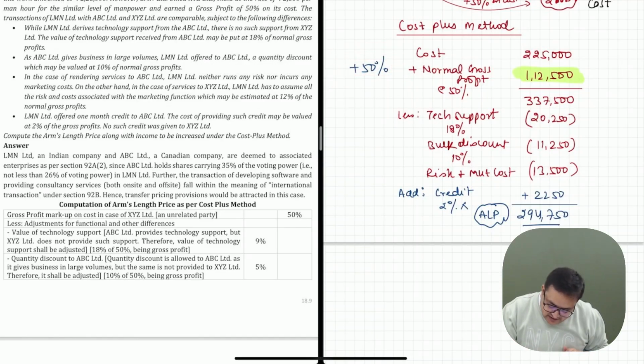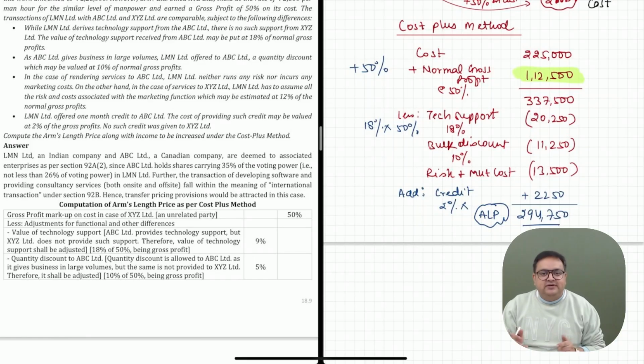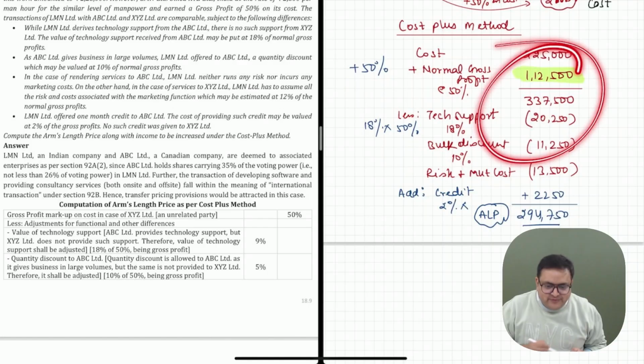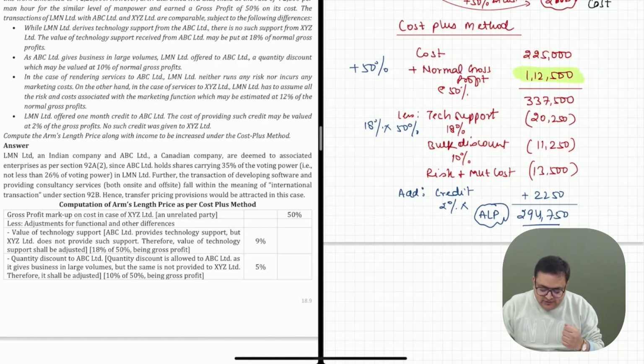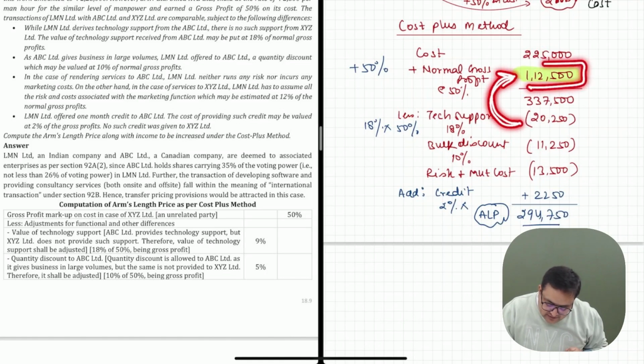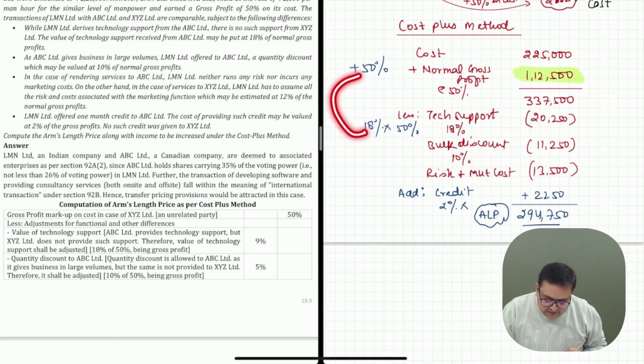So what is 18% of the gross profit? The gross profit is actually 50%. So 18% of 50% is 9%. Got it? So how am I getting 9%? Students generally get confused about how we are getting 9% over here. So I believe that you have understood the background of why you are getting it, because it is actually 18% of this amount. And this amount is how much in percentage terms? It is 50% of the cost. So 18% of this amount, it means 18% of 50% would be 9%.